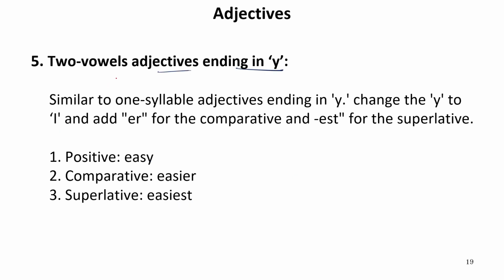Now if we have two vowels in an adjective that is ending in Y, similar to one syllable adjectives ending in Y, change Y to I and add ER or EST for comparative and superlative, as we did in our earlier word. For example, the word is easy. Now we can say that there is only one syllable, but we have two vowels before S and Y, that is EA. So what we do is make it easier or easiest, similarly to what we did earlier. So now let us move to the next one.